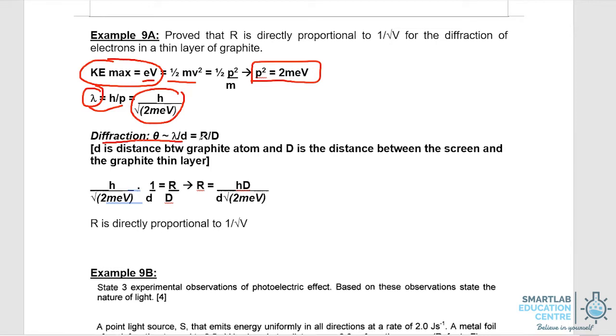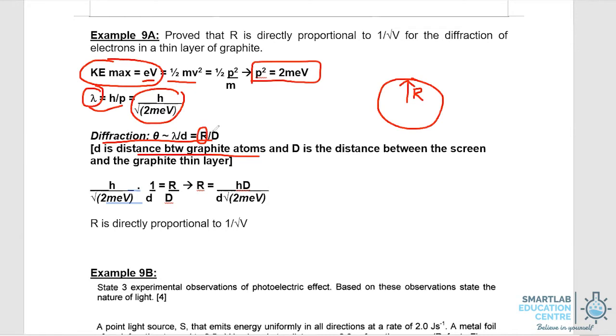Using the diffraction formula, whereby angle theta is approximated as wavelength divided by the slit separation. In this case, the slit separation is the distance between the graphite atoms. That is equal to r, which is the radius of the circular diffraction pattern, divided by d, and that is your theta. d is the distance between the screen and the thin layer of graphite.